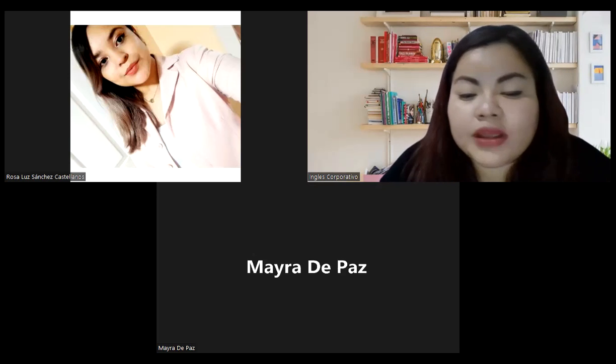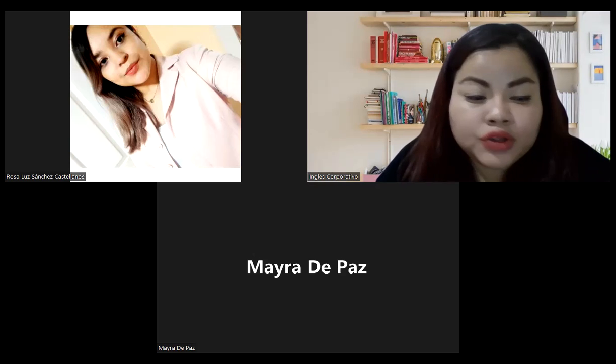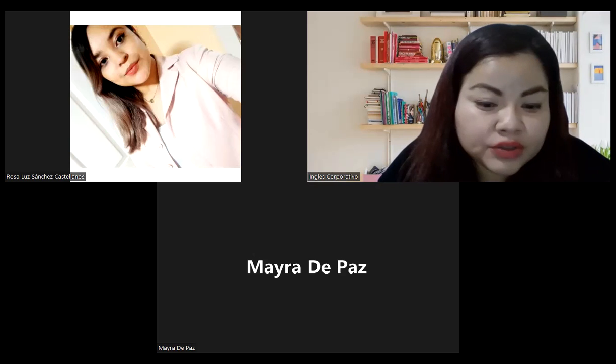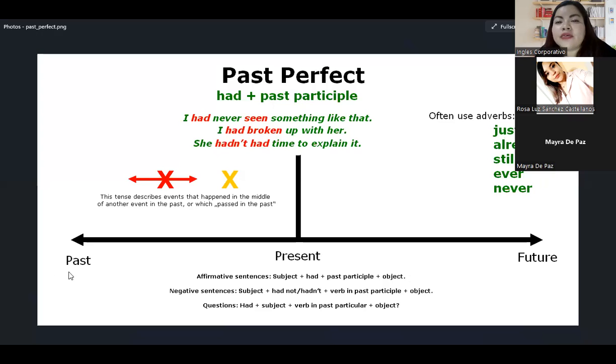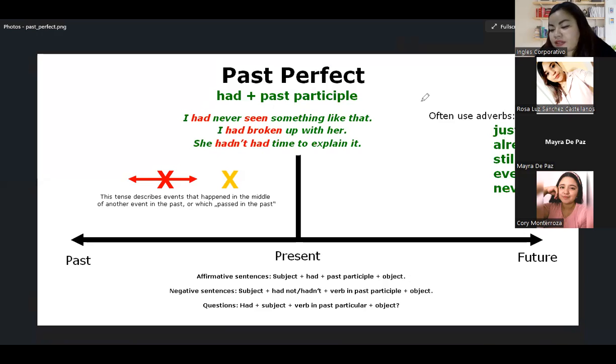Okay, so we're gonna start right here. I would like to show you right now the past perfect structure, the basic past perfect structure. Can you see my screen right now? Can you see the computer? Yes, thank you, Rosa. So here in the computer, we have the structure.